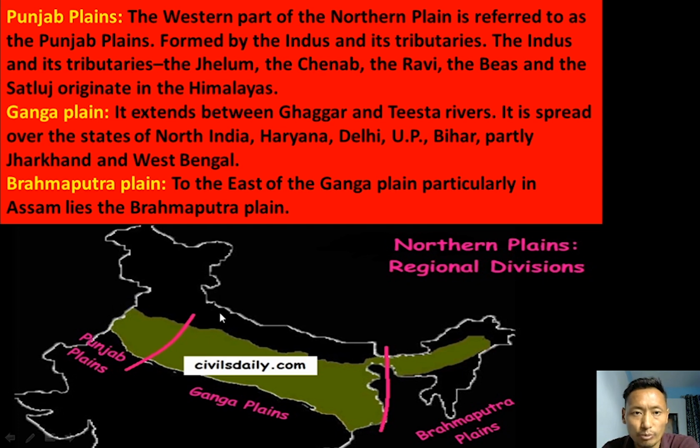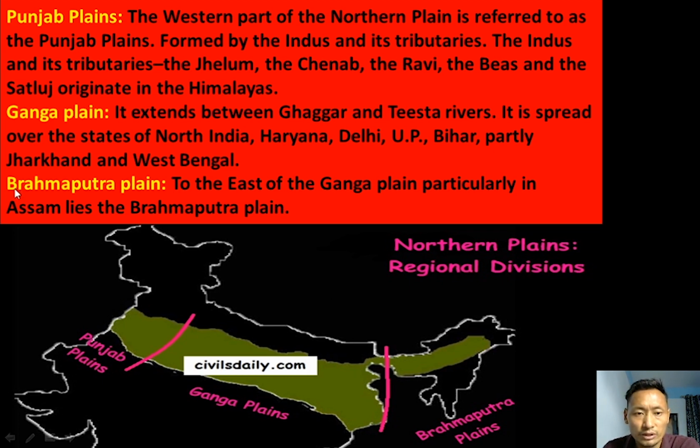Next one is the Ganga plain. It extends from river Ghaggar to river Tista. It is spread over the states of northern India such as Haryana, Delhi, Uttar Pradesh, Bihar, part of Jharkhand, and West Bengal.